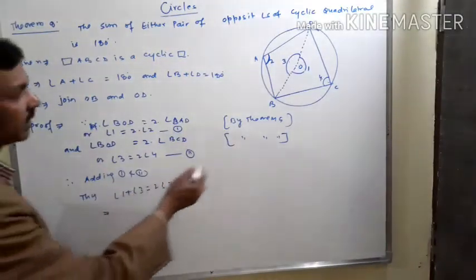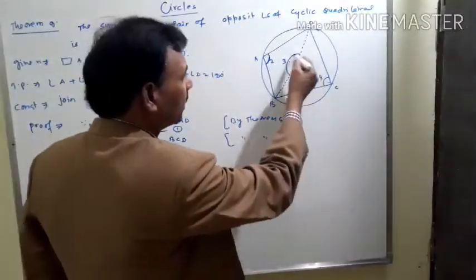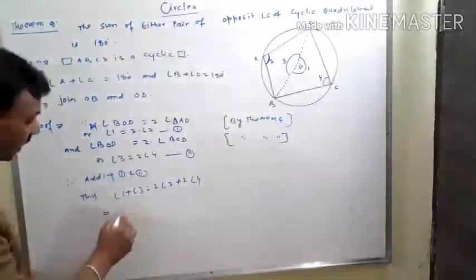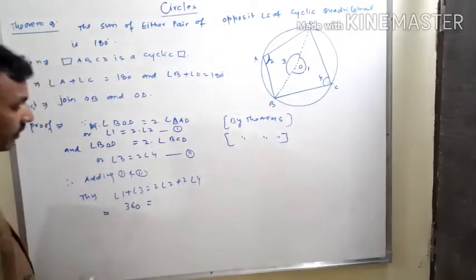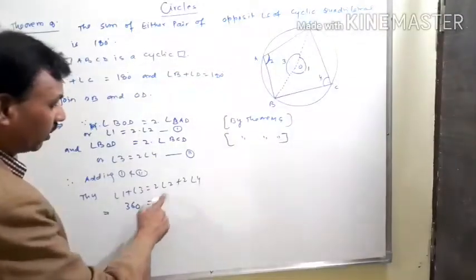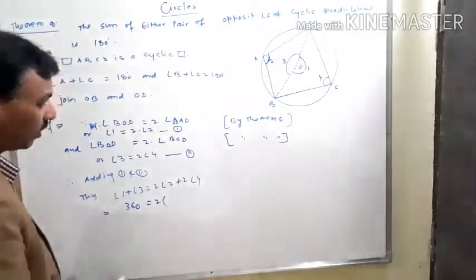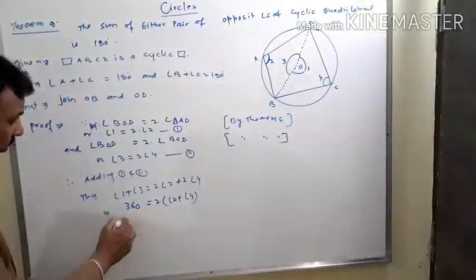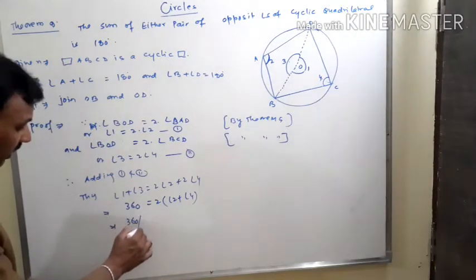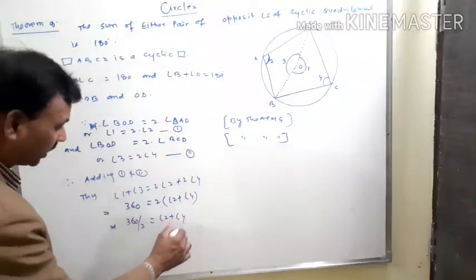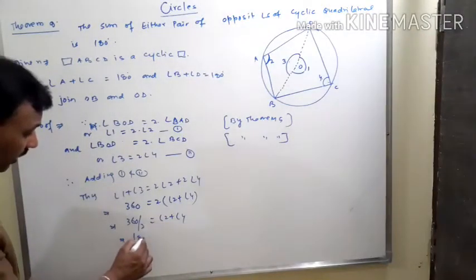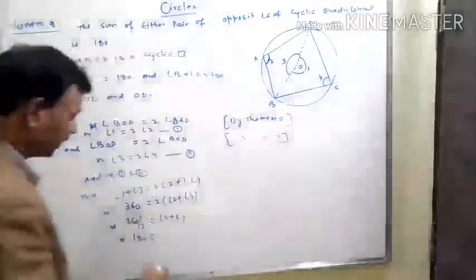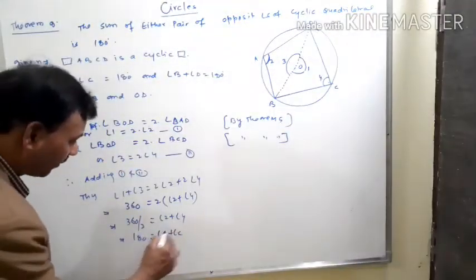Since angle 1 plus angle 3 is the complete angle, this will be 360 degrees. So angle 1 plus angle 3 equals 360, and this equals, taking 2 as common, 2 times angle 2 plus angle 4. Transferring the 2 to the left side, 360 upon 2 equals angle 2 plus angle 4. So 180 equals angle 2 plus angle 4, where angle 2 represents angle A and angle 4 represents angle C. Therefore, angle A plus angle C.